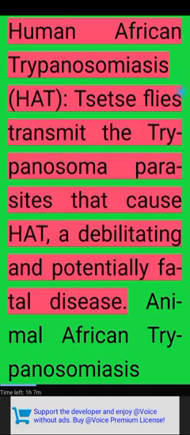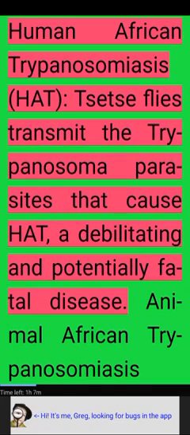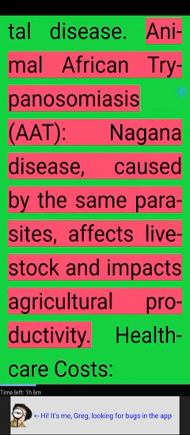Vector-borne diseases. Human African trypanosomiasis, HAT. Tsetse flies transmit the Trypanosoma parasites that cause HAT, a debilitating and potentially fatal disease. Animal African trypanosomiasis, AAT, Nagana disease, caused by the same parasites, affects livestock and impacts agricultural productivity.